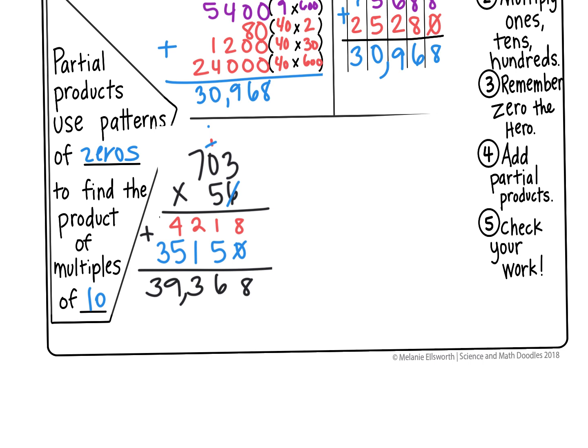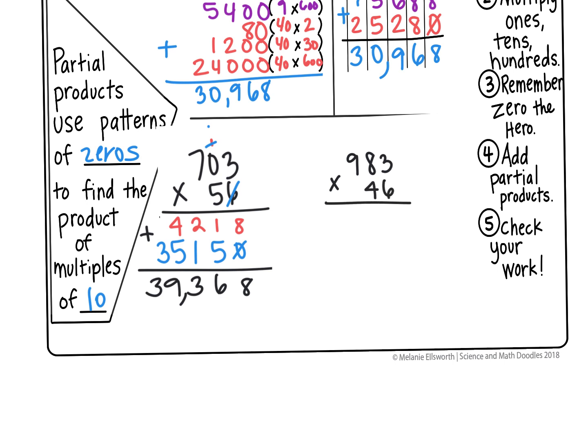So you have your 2 partial products. Then you have your final product of 39,368. Let's do one more for practice. Let's do 983 times 46.